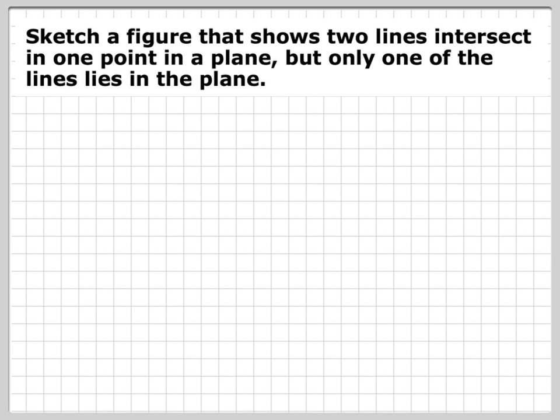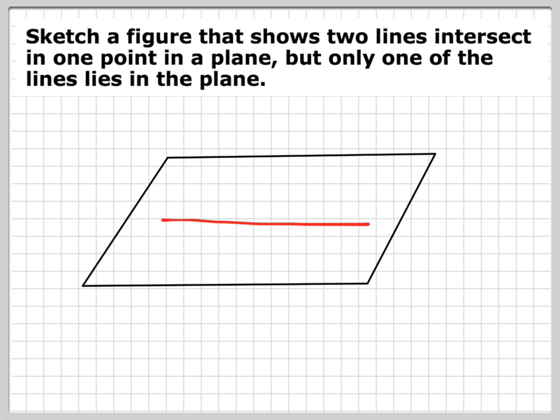Sketch a figure that shows 2 lines intersecting in 1 point in a plane, but only one of the lines lies in the plane. So kind of the 2 things we just put together. I'm going to put a plane with a line in it, and then I'm going to have another line shooting through and intersecting at this point right here.